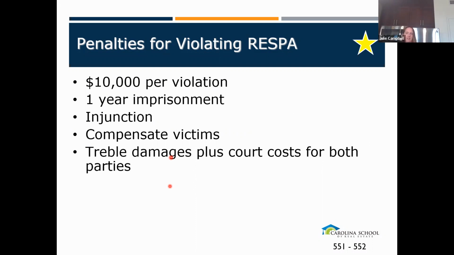An injunction is a legal stop. If the court or the commission put an injunction on you, you can't work, you can't practice real estate. You may have to compensate the victims, the injured party. And you could face treble damages plus your court costs for both parties. What does treble damages mean? You take the damage and you times it by 3. Again, I ask you, is it worth that donut? I mean, I'm sure it was a good donut, but is it worth it?